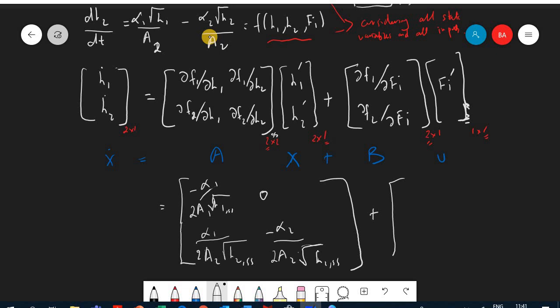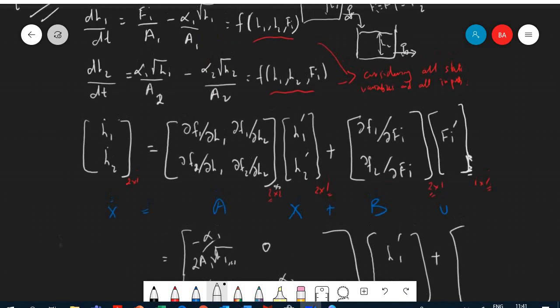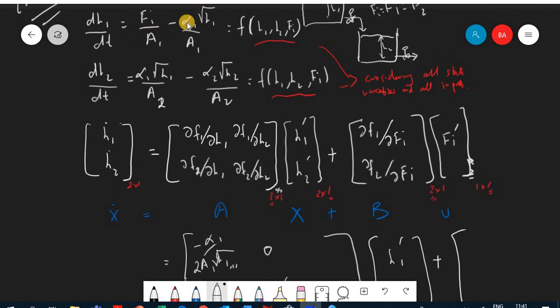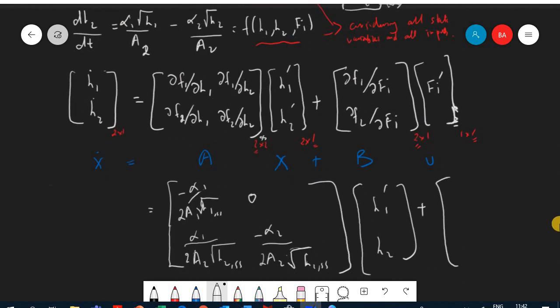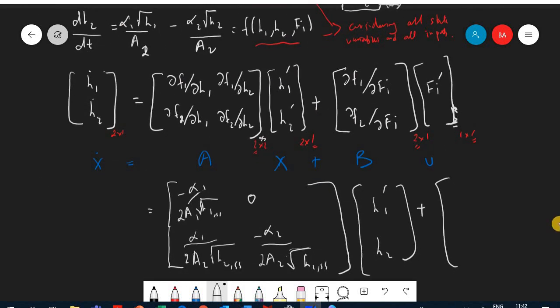What is going to be B? Sorry, I forgot to add this. This is multiplied by h prime. And then I'm going to add my df by dfi. If you go to the first equation, df1 by dfi is 1 over A1. df2 by dfi, there's no fi, so it's 0. Okay, so here it will be 1 over A1, and here it will be 0, and that is multiplied by fi.